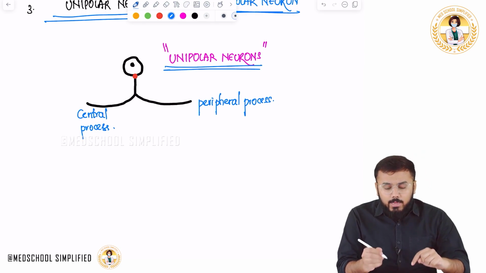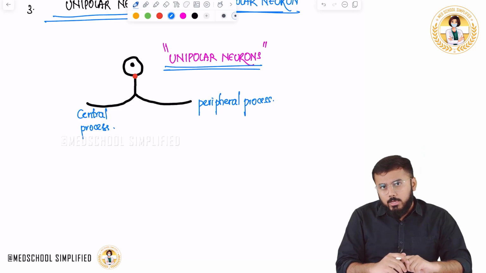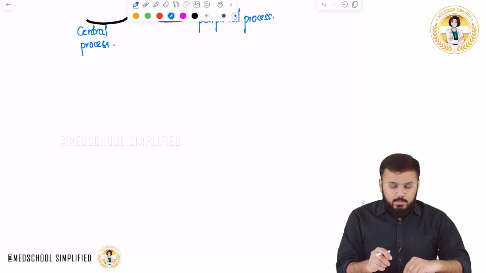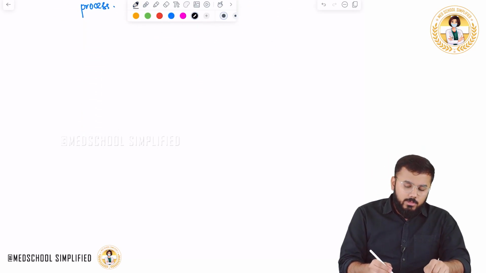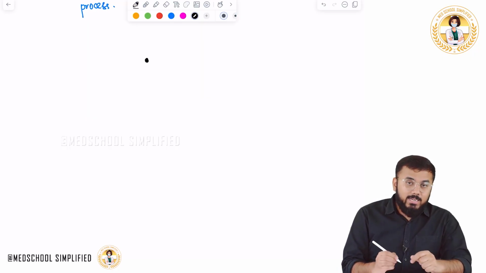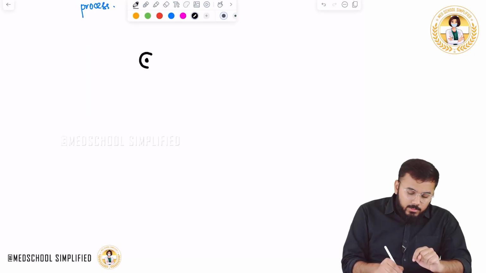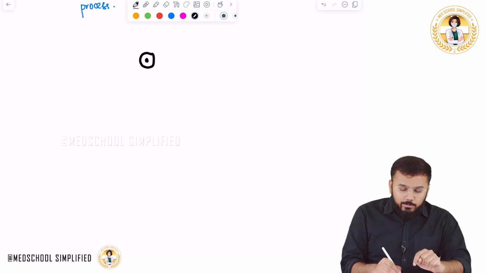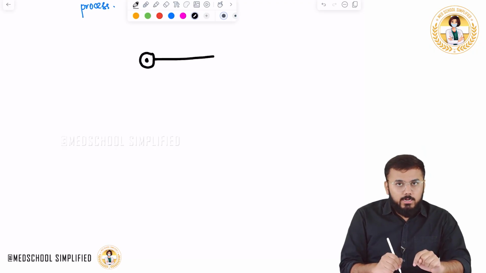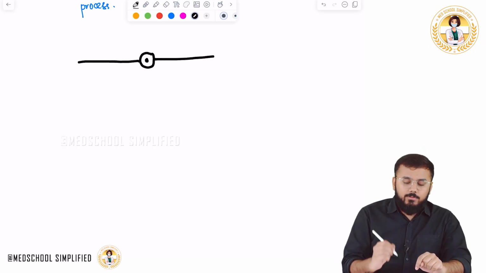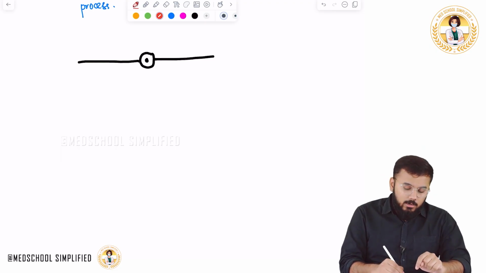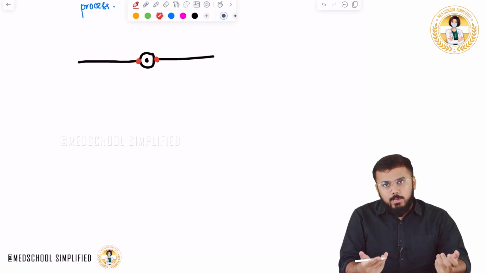Okay. Now, why are you calling them pseudo-unipolar neurons? There is a reason behind that. All of you look here. Initially, during the developmental process, this is your cell body. One process came onto the right, one process came onto the left. Now tell me how many poles are there here? Obviously, two poles. So obviously, this neuron should be called a bipolar neuron.